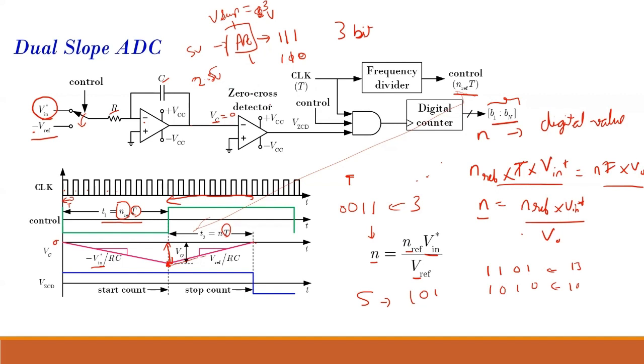Here, in the dual slope ADC, the V supply is different from the V reference, right? No, you assume the V reference is same as the V supply. Okay, sir. Then it is clear. Thank you.